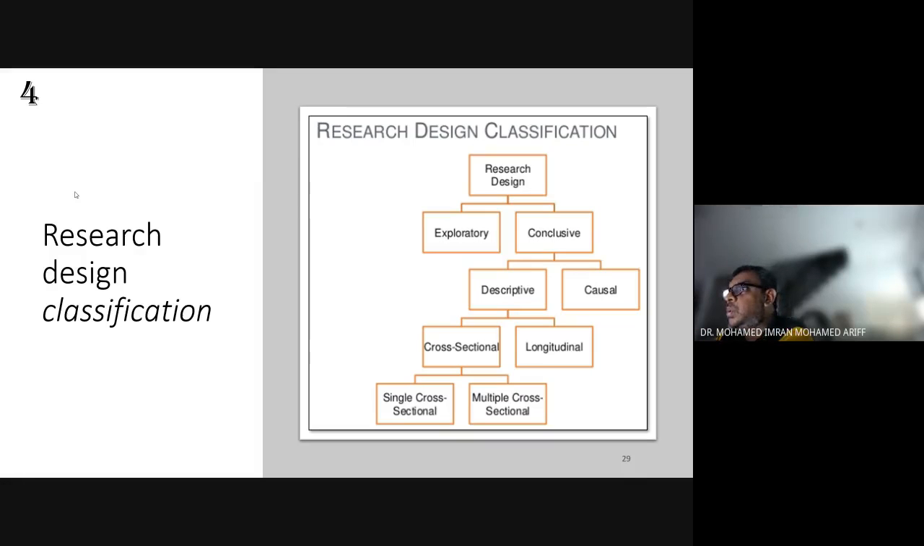So basically you have banyak research design yang kita akan cover dalam kelas kita, insyaAllah. Exploratory, descriptive and causal. These are the things we are going to cover, and along the way you akan cover your conclusive sekali lah. Okay, so bila you dah dapat exploratory and descriptive and causal, automatically you akan cover conclusive sekali lah. Okay, so these are the classification line method. Okay, I'll just explain to you in general.